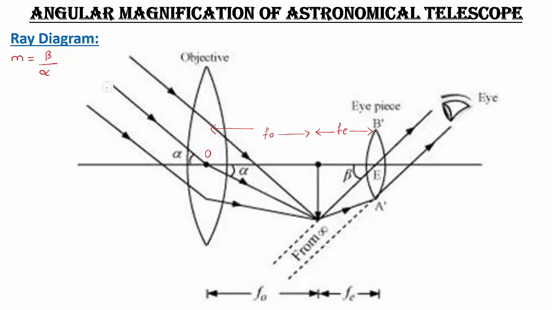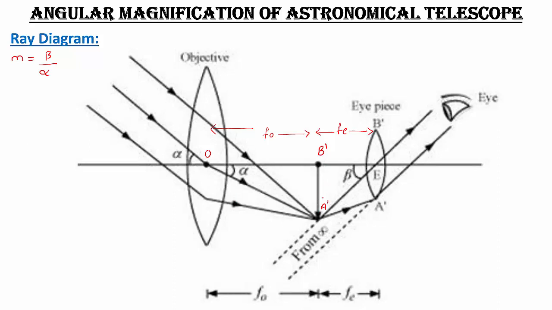When this parallel beam of light falls on the objective lens, refraction of light takes place. After refraction, all these refracted rays converge at point A dash B dash, because this is a convex lens, and we know that converging of light takes place after refraction. You can observe the second ray is passing through the optic center, so it is undeviated. These three refracted rays converge at A dash B dash.